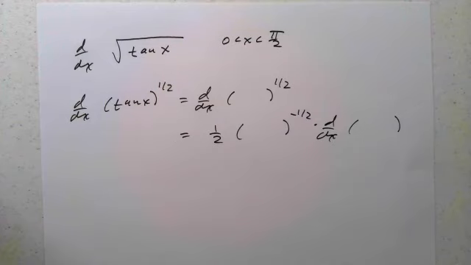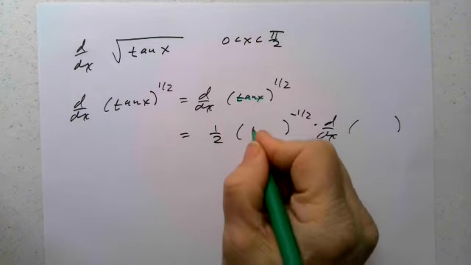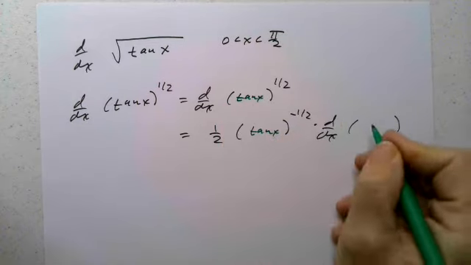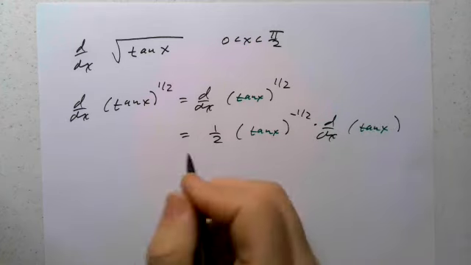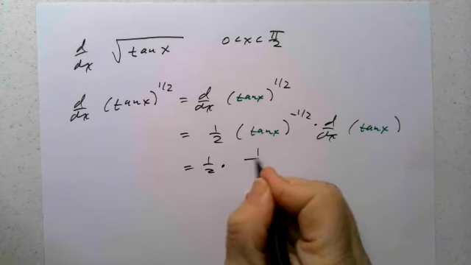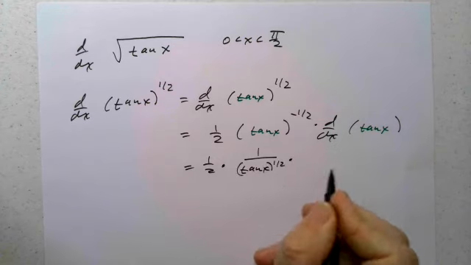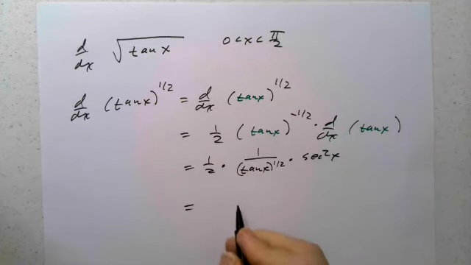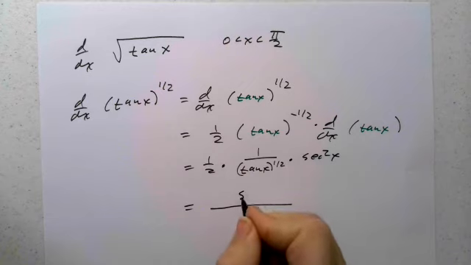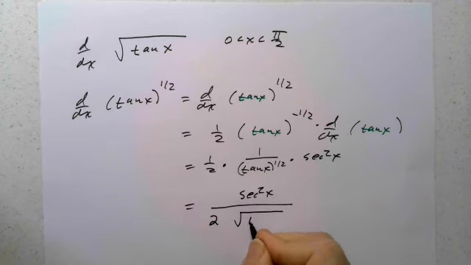That's how I like to think about it. So it is 1/2 tangent x to the negative 1/2 times the derivative of tangent x. What does this become? 1/2 times 1 over tangent x to the 1/2 times the derivative of tangent, which is secant squared x. You want to memorize that. So upstairs, what do we have? Upstairs, we have secant squared x. Downstairs, we have 2 times tangent x to the 1/2, which would be 2 times the square root of tangent x.